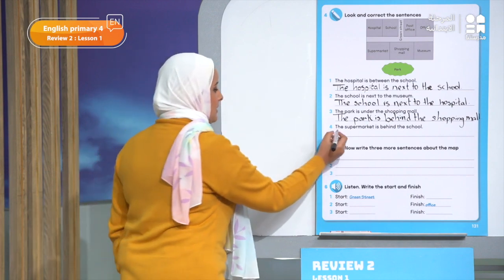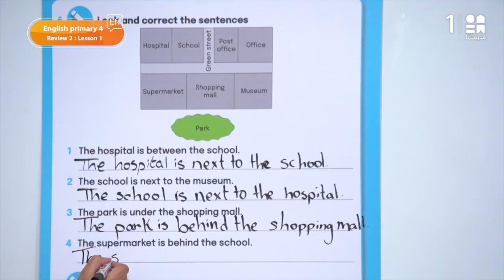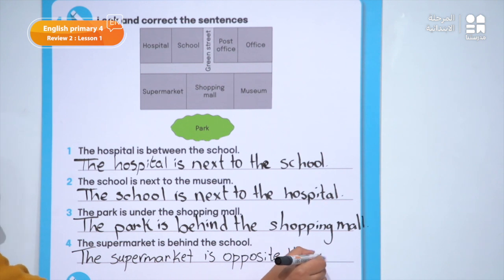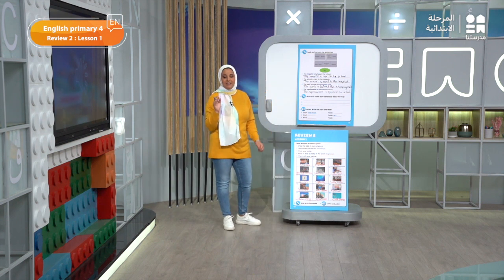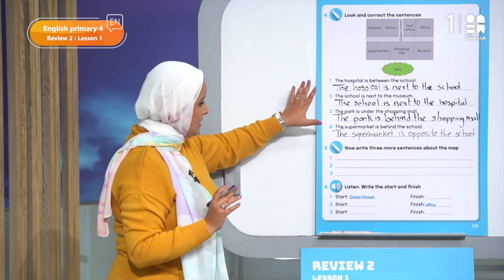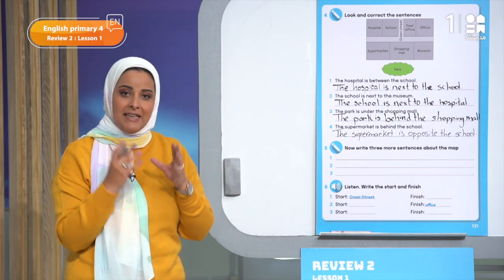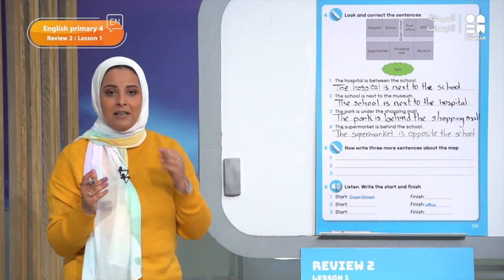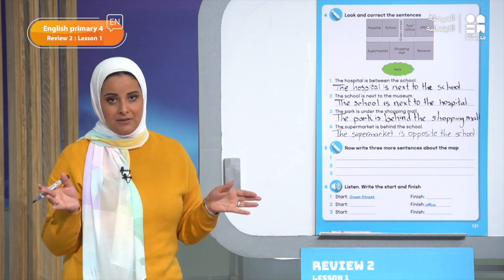Okay, so let's write it down. The supermarket is opposite the school. Very good, my dear boys and girls. And as I always say, we have to look at the punctuation, the capitalization of our sentences. يعني ايه punctuation? I have to put full stop at the end of my sentence. يعني ايه capitalization؟ يعني لازم ابتدي بcapital letter.